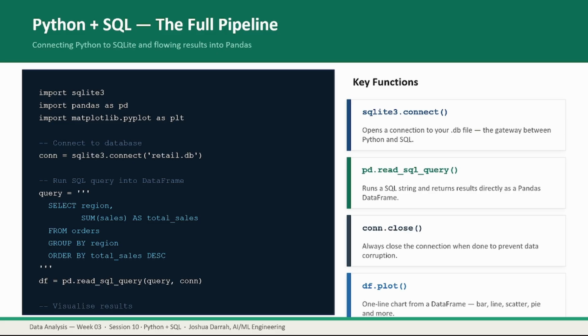Python, on the other hand, is amazing at analysis, visualization, and statistics. But Python itself isn't great at pulling data from large databases efficiently. So what do you do? You use both. You use SQL to retrieve exactly the data you need. Then you use Python to analyze and visualize that data. You use each tool for what it does best. That's the secret.